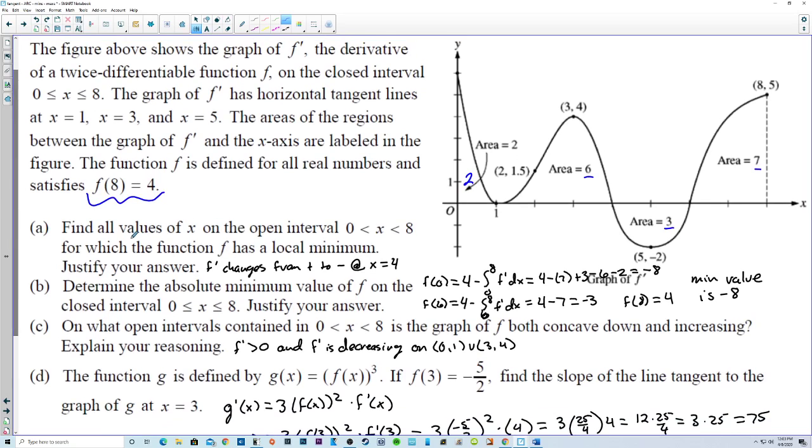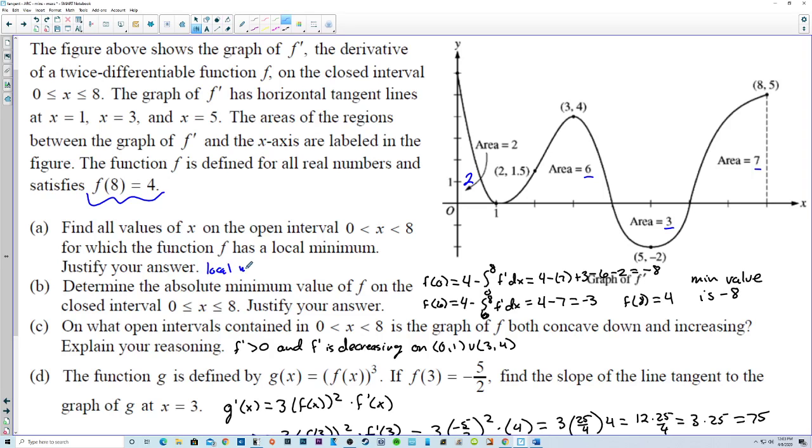Find all values of x on the open interval 0 to 8, not including 0, not including 8, for which the function f has a local minimum. Justify your answer. So we're looking for a local minimum. What did I do? I said I got a local maximum. Let's change that, let me make sure. Local minimum: derivative goes from negative to positive.